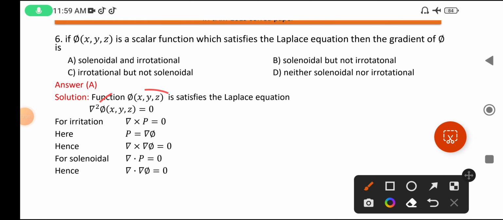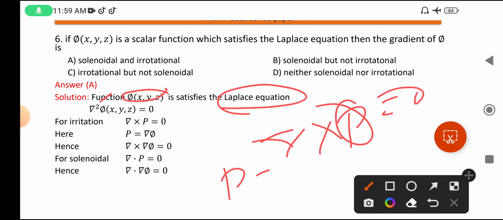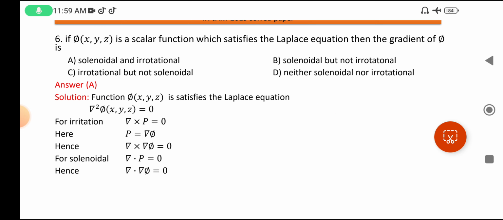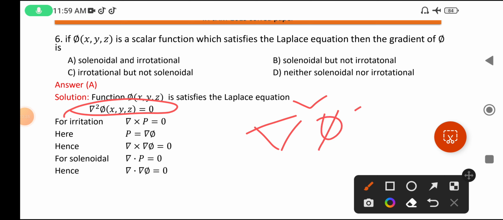Here the function satisfies the Laplace equation. Laplace equation is what? Del cross p is 0, where p must be a scalar gradient. Scalar gradient means it can be written as p equals del psi, like this only it is given here. So the Laplace function is del square psi is 0.